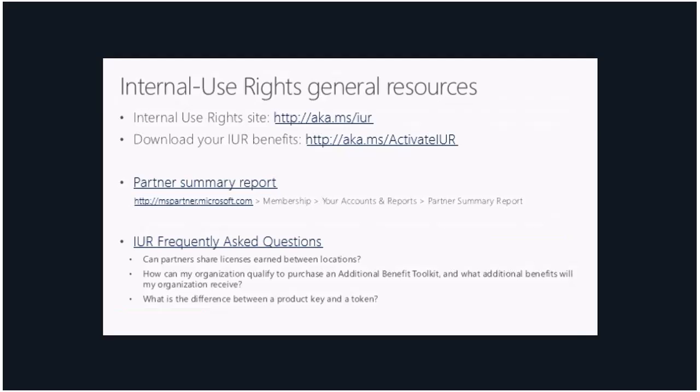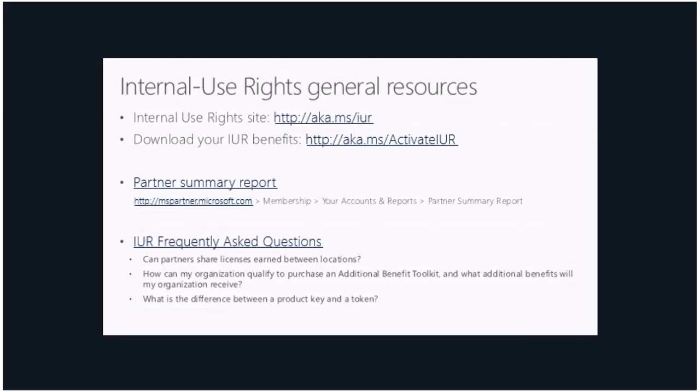You can also download your benefit. In order to download your benefit, you'll have to go to Activate IUR, the link that's on the screen. And partner summary report. Again, this was part of the poll question because a lot of partners don't know that they can see how many internal use rights they've used or what they're eligible for. Like, where is the one place that you can see everything? So you can go to the partner summary report by signing onto the portal and then clicking on membership. From membership, you can go to accounts and reports, and from there you go to the partner summary report.